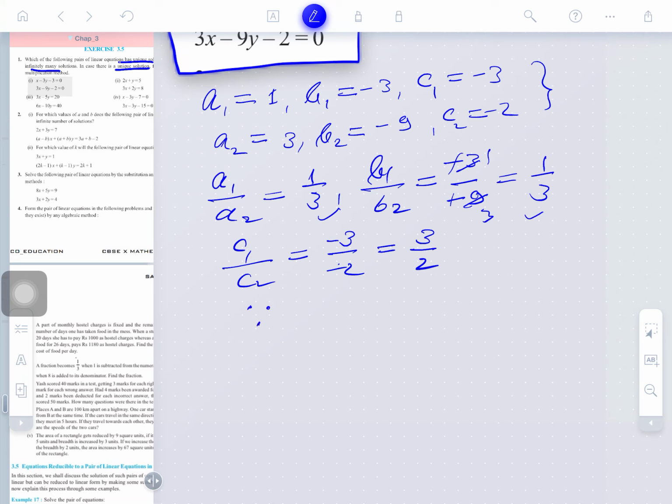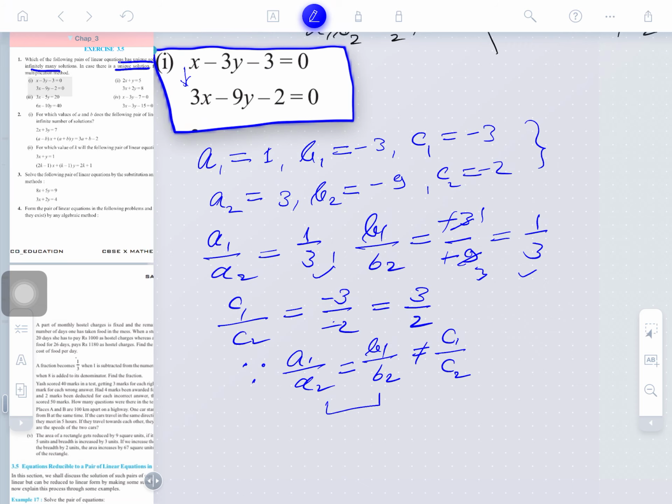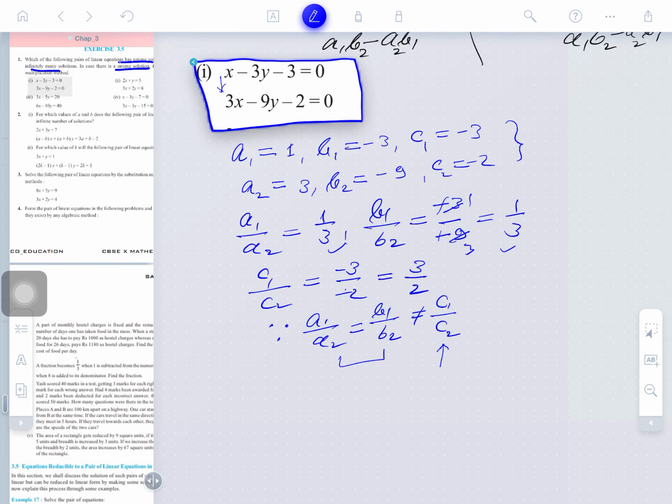Since a1 by a2 is equal to b1 by b2, but not equal to c1 by c2, as we have already discussed, the first two ratios are equal but the third ratio is not equal. So what is this condition? Yes, no solution. Therefore you write down no solution, in the sense that the system of equations has no solution.